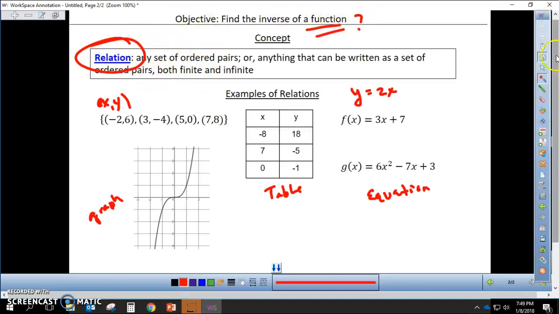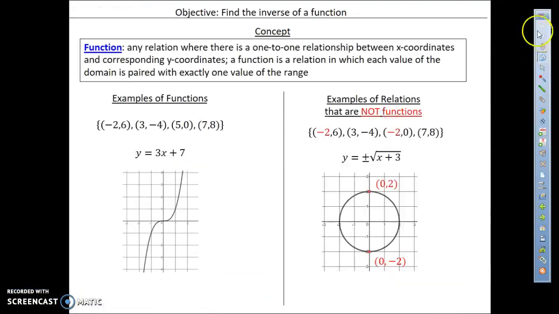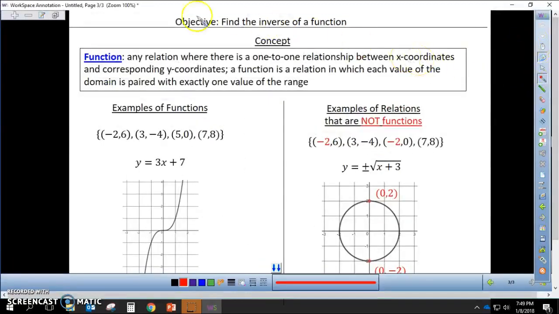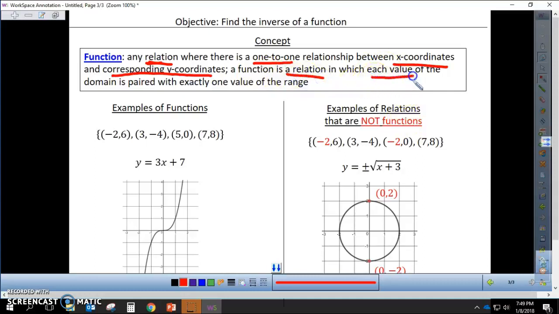Not always. So that brings us to our next definition, and that is a function. This can be kind of tedious, so make sure you read and underline this with me. Any relation where there is a one-to-one relationship between the x-coordinates and the corresponding y-coordinates. A function is a relation in which each value of the domain is paired exactly with one value of the range.